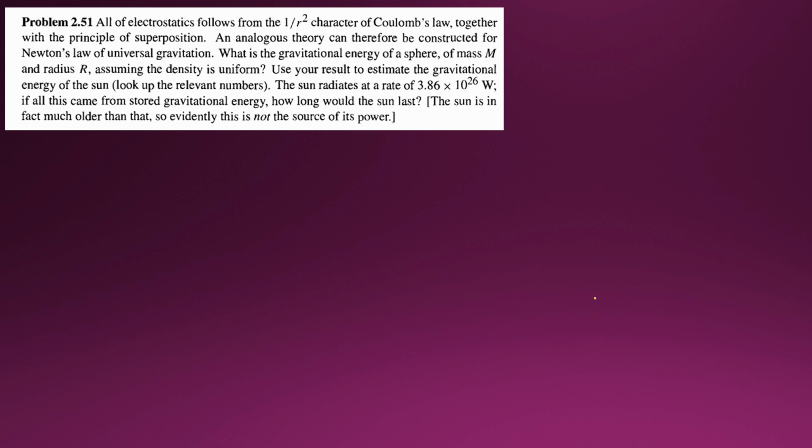All of electrostatics follows from the 1 by r square character of Coulomb. So that is inverse square law, together with the principle of superposition. An analogous theory can therefore be constructed for Newton's law of gravitation. What is the gravitational energy of a sphere of mass and radius r, assuming the density is uniform? Use the result to estimate the gravitational energy of the sun. The sun radiates at a rate of this one. If all this came from stored gravitational energy, how long would the sun last?